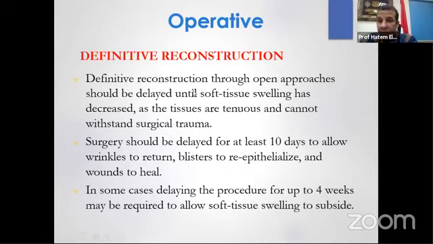The definitive reconstruction through open approaches should be delayed until soft tissue swelling has decreased, as the tissues are tenuous and cannot withstand the surgical trauma. Surgery should be delayed for at least 10 days to allow the wrinkles to return, blisters to re-epithelialize, and wounds to heal. In some cases, delaying the procedure for up to 4 weeks may be required to allow for soft tissue swelling to subside.